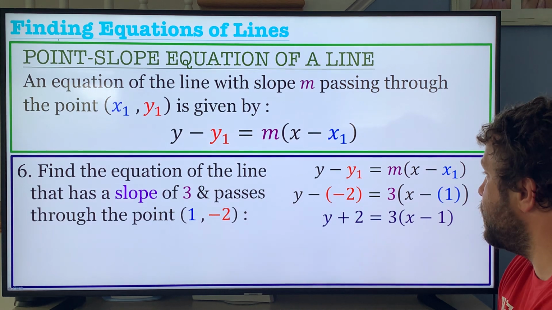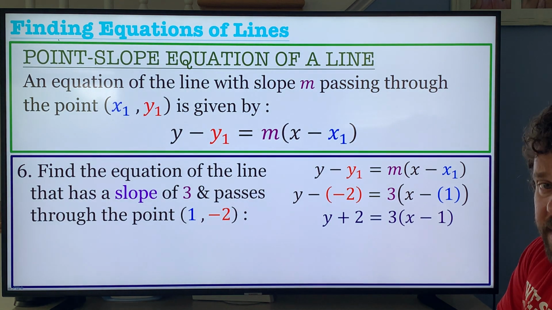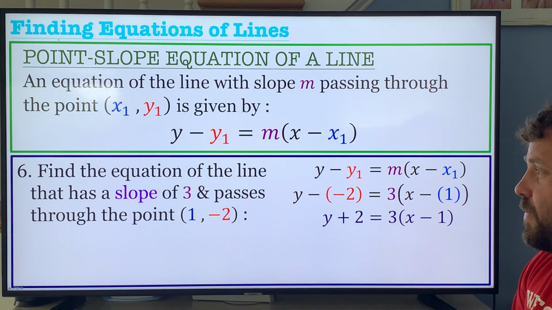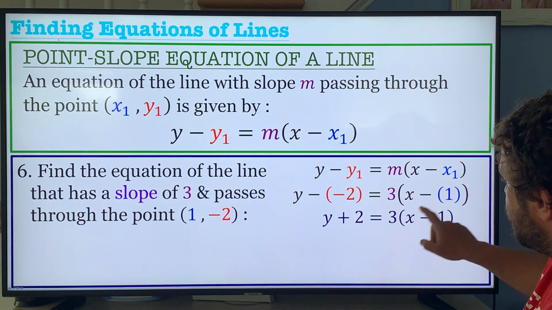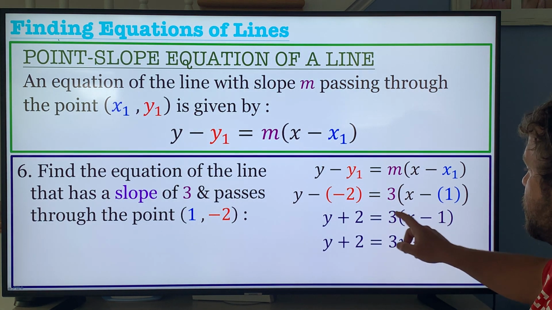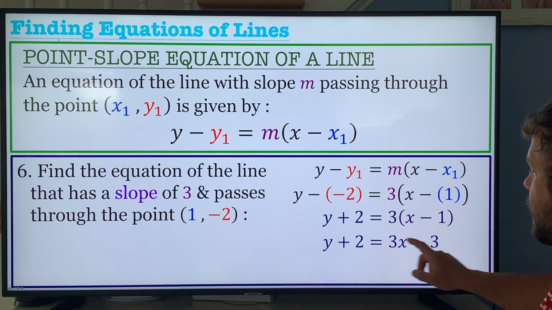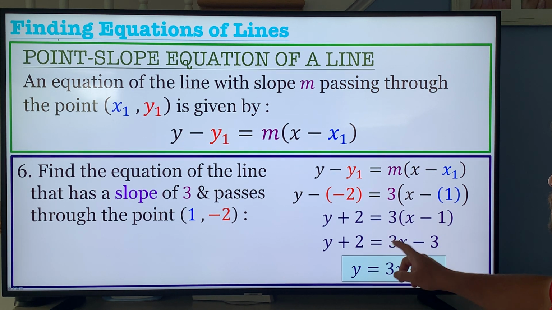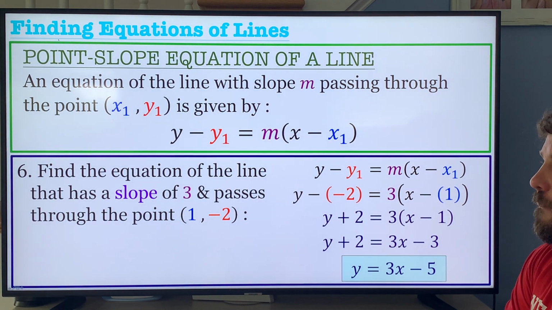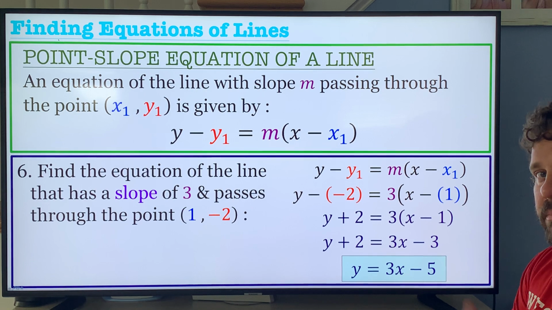Now, what you can do further is put this back into slope-intercept form, which is a useful one. So, distribute the 3. You get y plus 2 equals 3x minus 3. And you want y equals mx plus b, so we subtract 2 from both sides. y equals 3x, negative 3 minus 2, minus 5. All right? Easy.